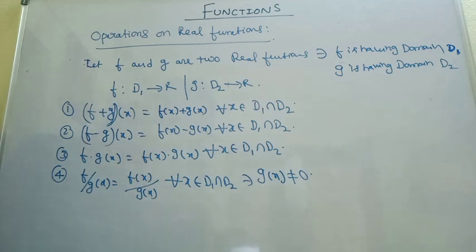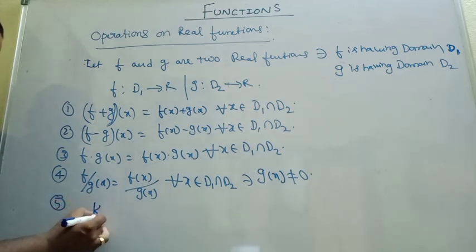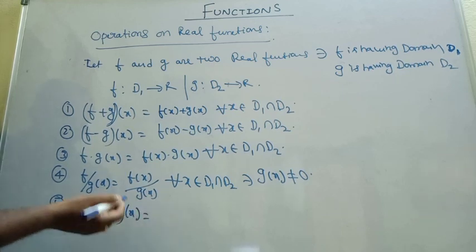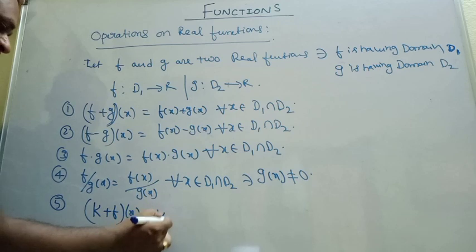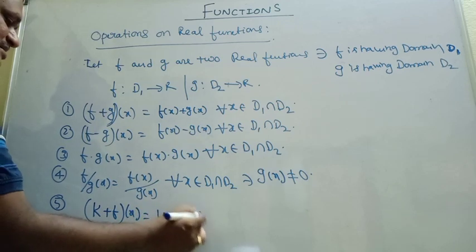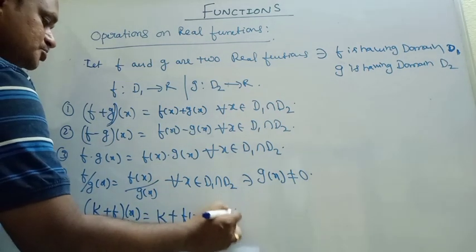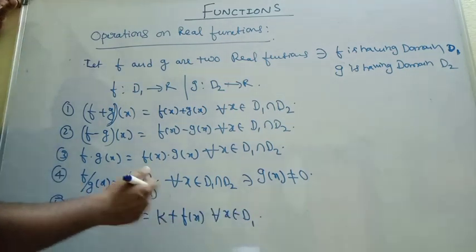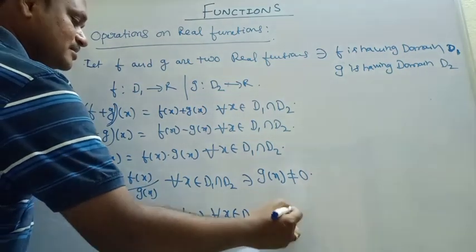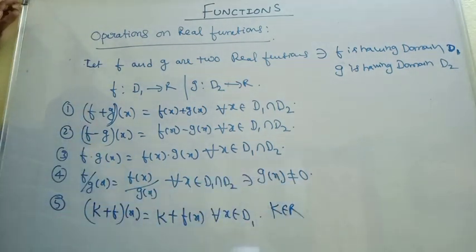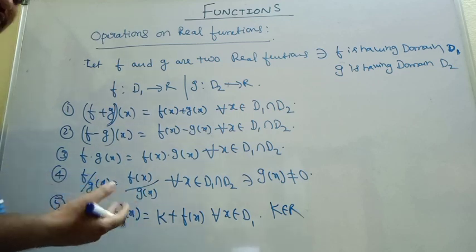And some other operations we have here. The fifth one: suppose some constant k is there, k plus f of x, a constant added to the function. This can be written as k plus f of x for all x belonging to D1. Here k is a constant and k belongs to R, a scalar quantity added, then it becomes like this.